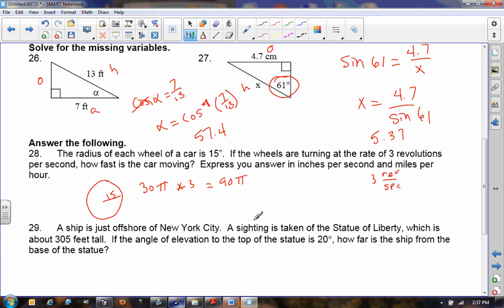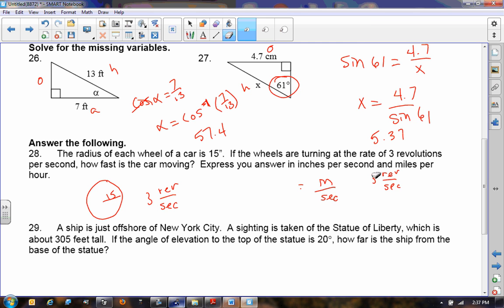Oh, you know what, I messed that one up. Let's do what the problem says. We already did this kind. So it's 3 revolutions per second. I want to find out what the total is in inches per second and miles per hour. So I'm going to make some room and do this one for miles per hour.